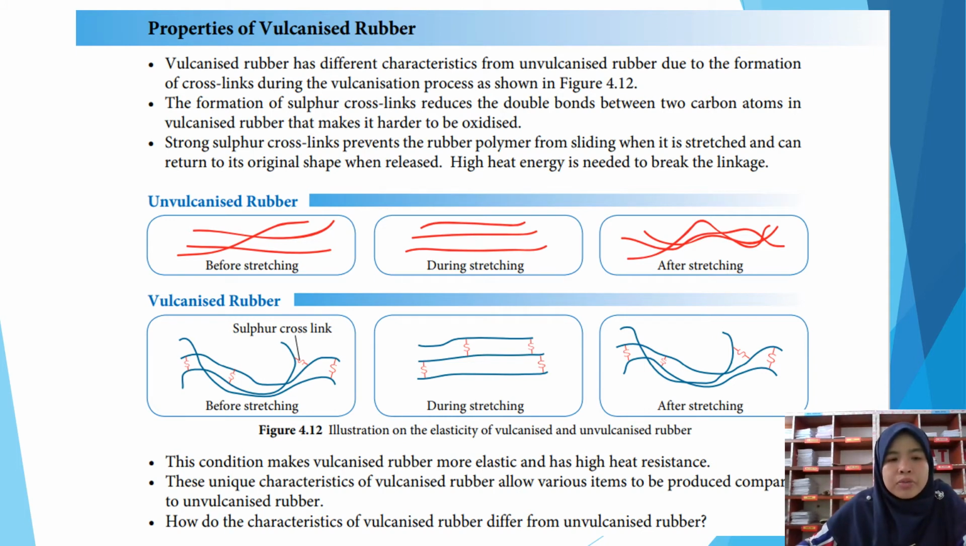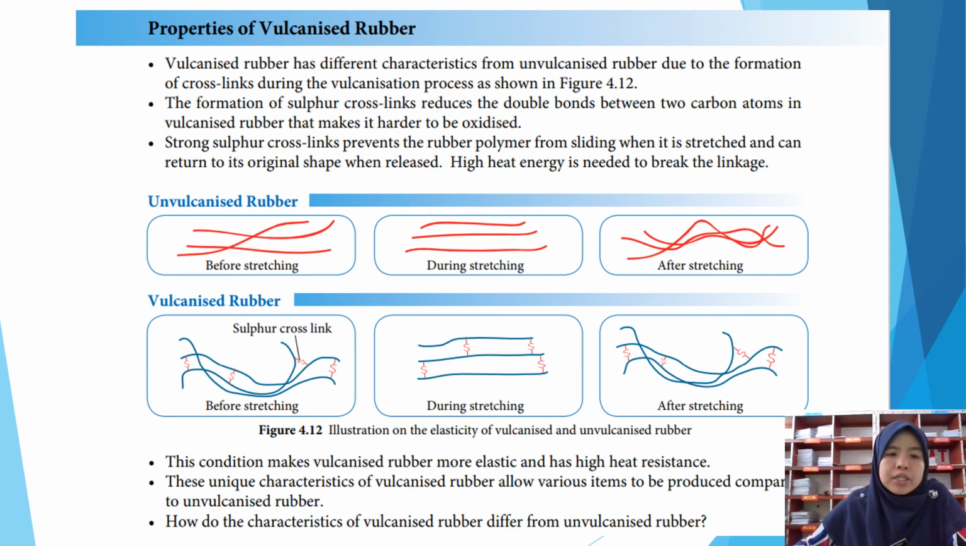Okay, but vulcanized rubber, when it has the sulfur cross-link, okay, so before stretching, okay, dia punya structure, okay, like this. Okay, during stretching we have the particles straight. Okay, after stretching it will become as early. Dia akan balik kepada struktur yang sama pada asalnya lah.